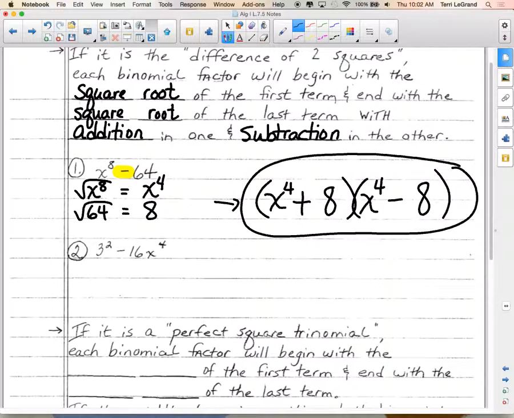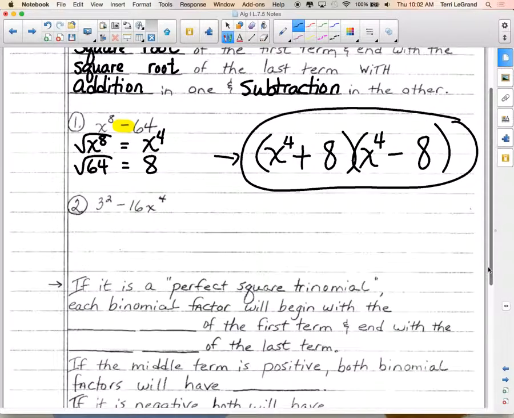Now, when you tried to diamond method this one, you might have been a little confused because of the x to the 8th, right? But you really could use the diamond method for this one also. You just would have to say to yourself, wait a minute, I know that my binomial factors have to start with what I have to multiply by itself to get the first term.